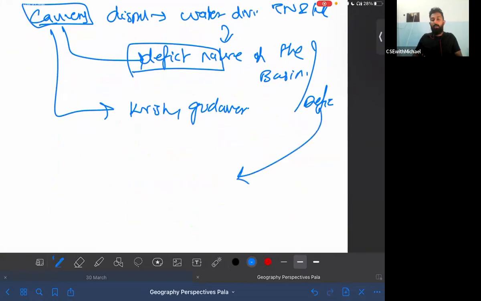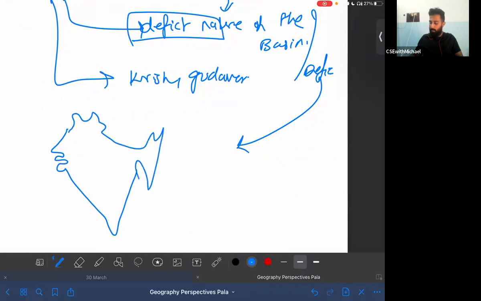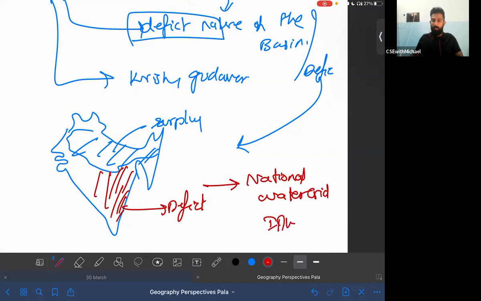In fact, when we look at the basins of India, you largely see some basins that are surplus, mostly surplus or marginally surplus, and you see the rivers of the peninsula which are deficit rich. Now this raised a proposal of a national water grid, or what we call the river interlinking project.